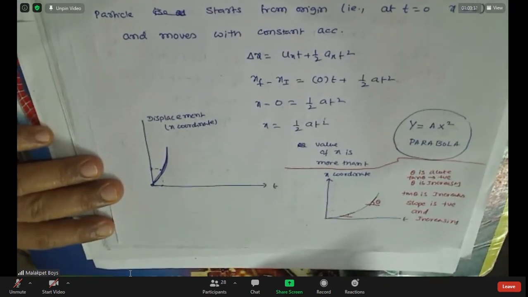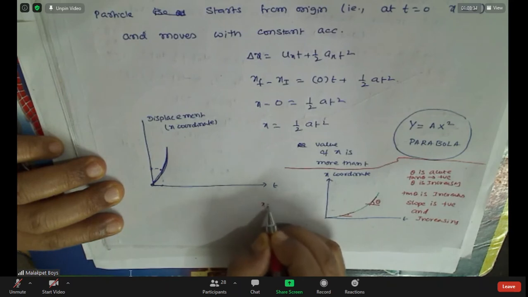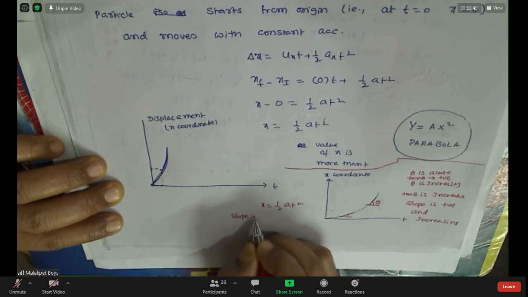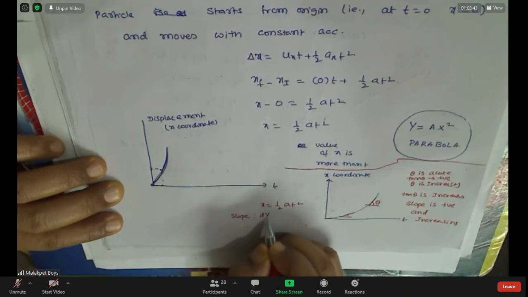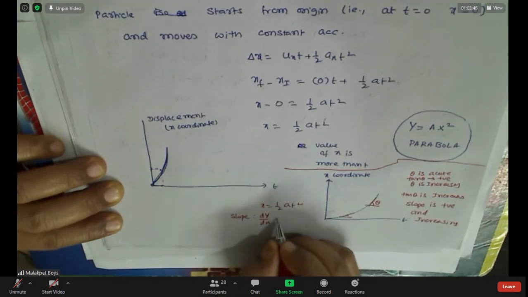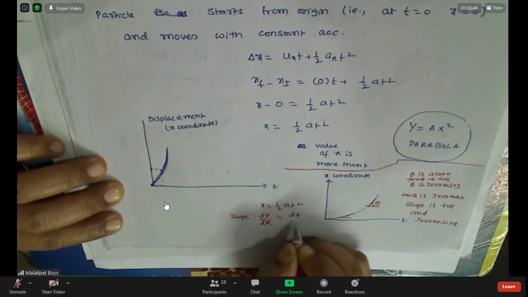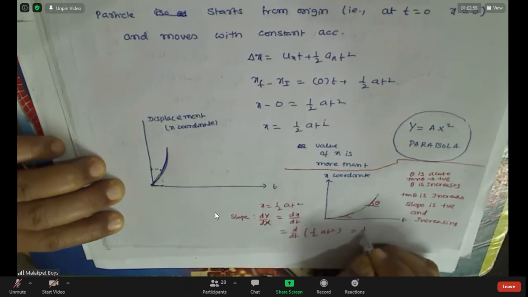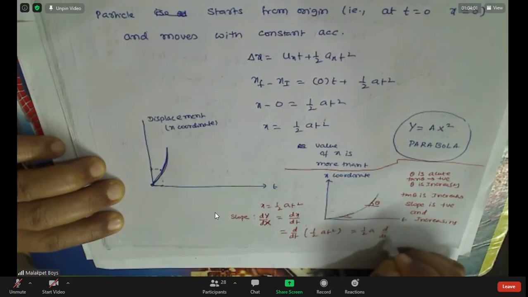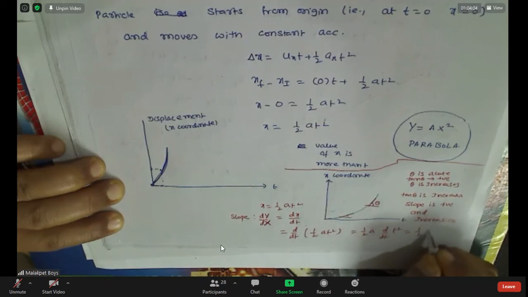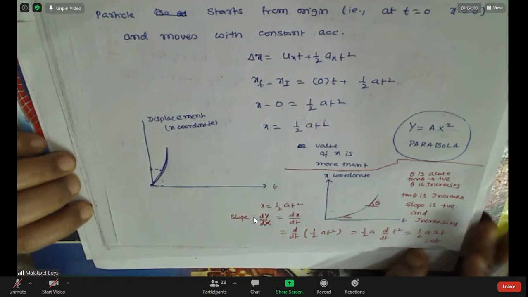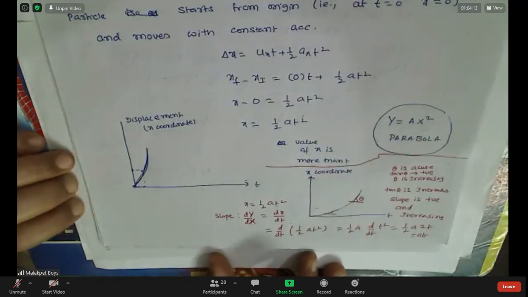Agreed? Clear? Now you can see x is equal to half a t square. Slope means what? dy by dx, no? So here, this is dx, and the x coordinate is t, no? This is d by dt of half a t square, half a d by dt of t square, half a 2t, which is at. Do you agree with this? Yes, sir.